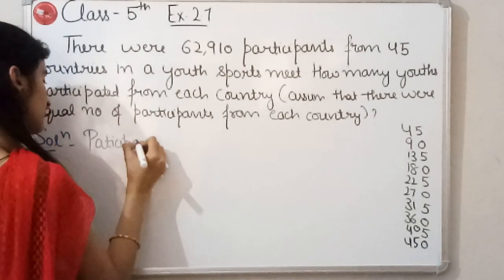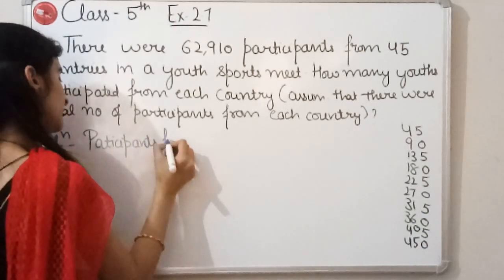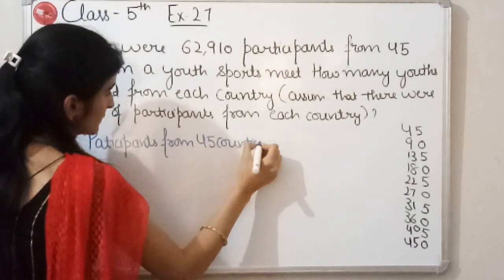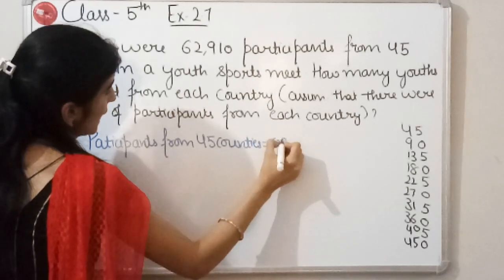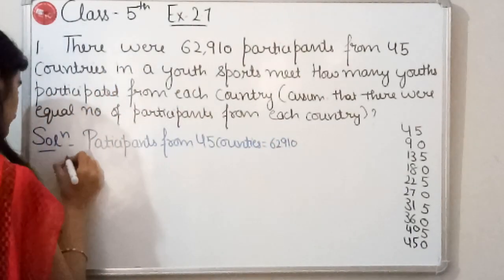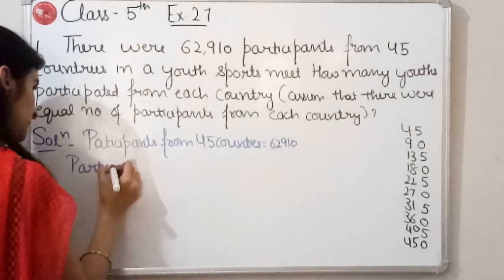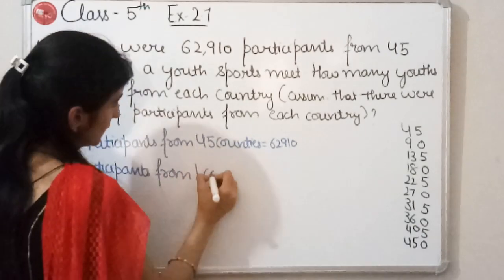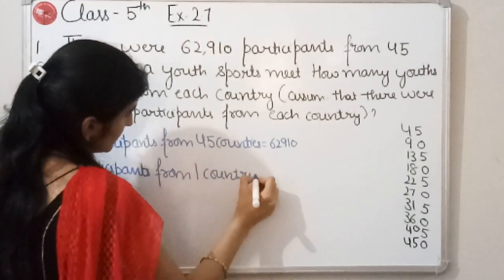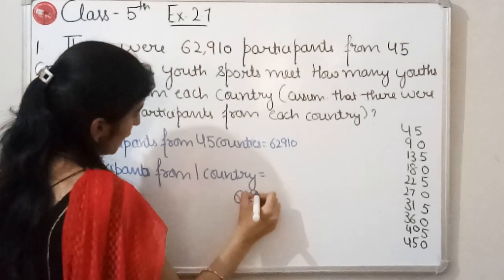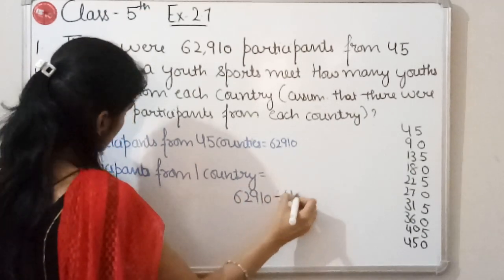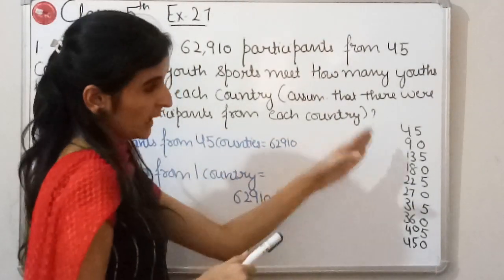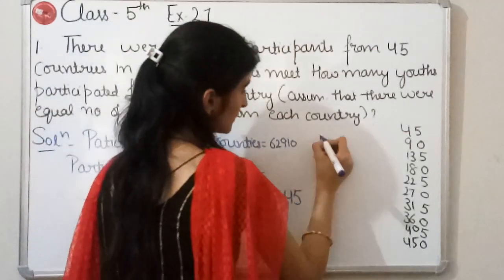Participants from 45 countries is equal to 62,910. So participants from one country will be equal to 62,910 divided by 45. So we have to divide this by 45. I have already written the table of 45 here.